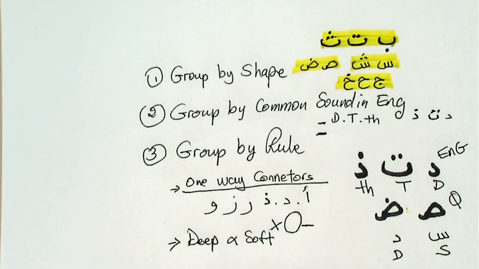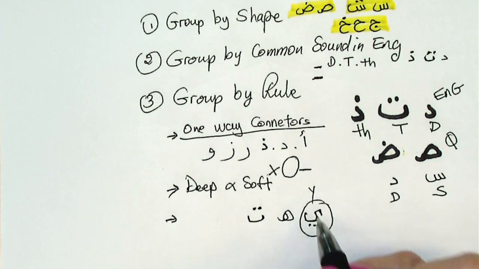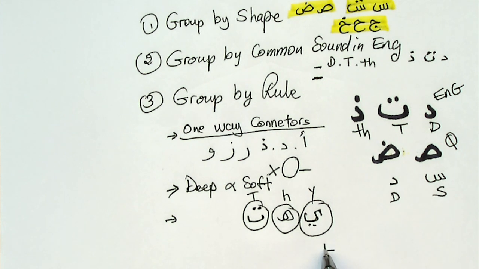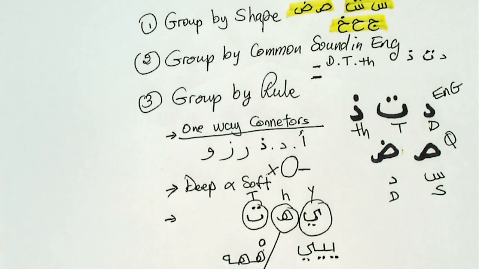We also can group by stating that ya and ha and ta change shapes. For example, when I place ya in a word, it changes the shape. So ya at the beginning is this way, ya in the middle is this way, and ya at the end, it takes the original one. Ha changes because it takes the isolated form, which is just a circle, and once you put it in a word, it becomes this, and then this, and then we have this shape at the end.